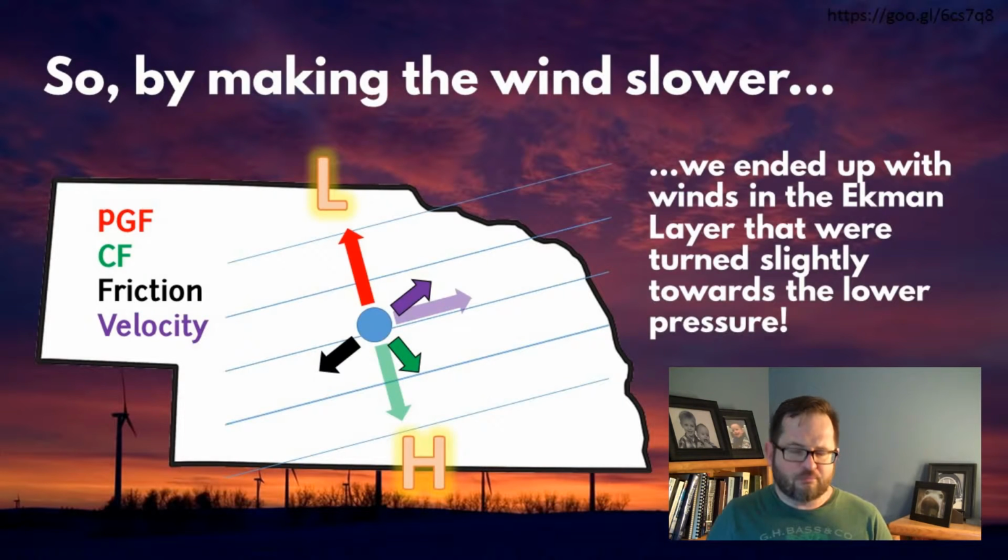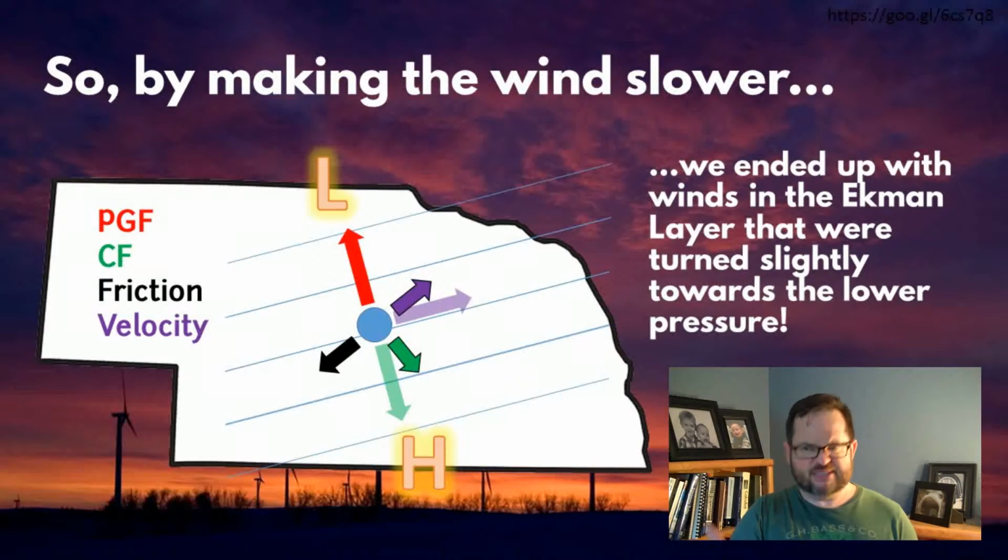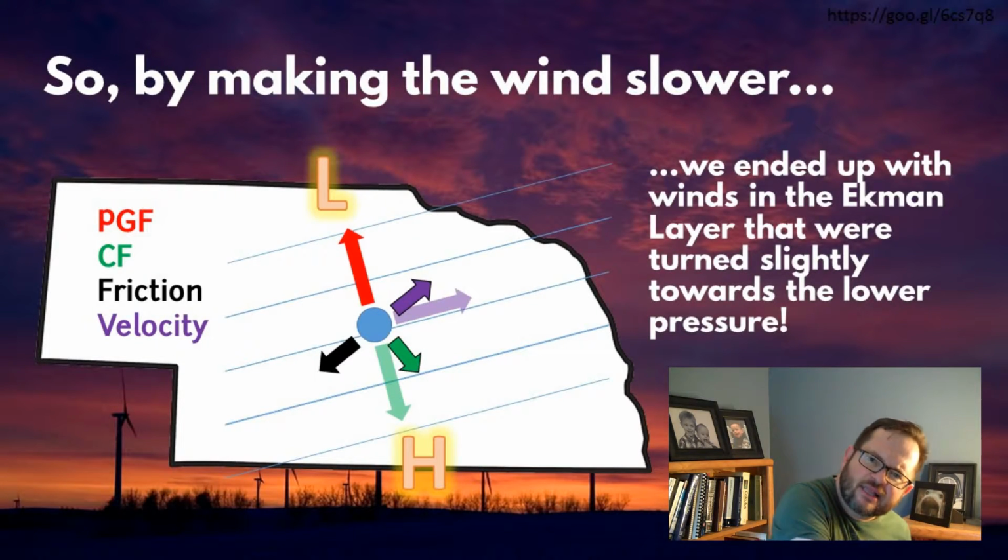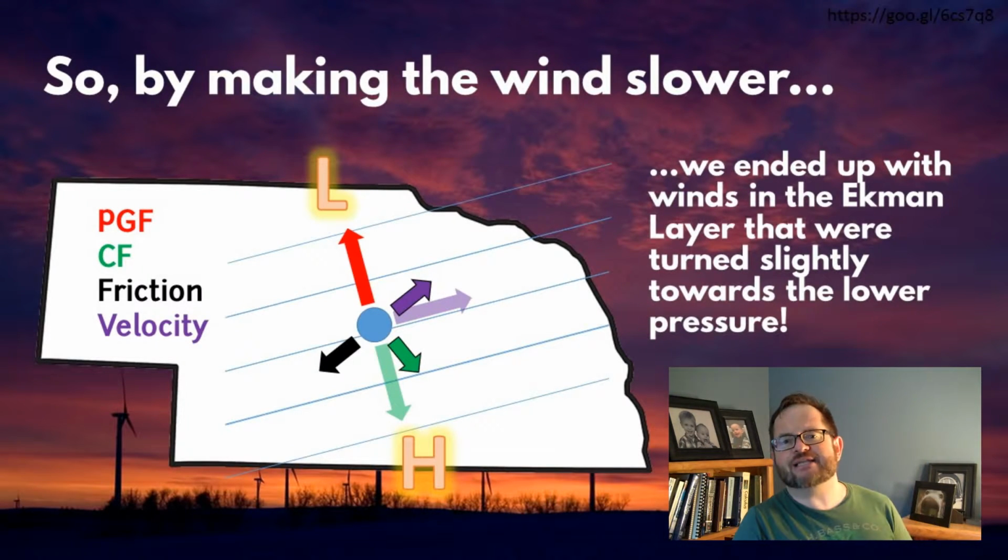So, just by making the wind a little slower, which back in part 2 of this lecture we saw why that was, right? Because of mixing of low momentum air from down at the surface layer up into the Ekman layer, we ended up with winds in the Ekman layer that are slower, subgeostrophic, but also turned slightly towards the area of low pressure. They're not exactly parallel to the isobars, they've turned a little bit to the left, and they're slightly crossing the isobars towards areas of lower pressure.